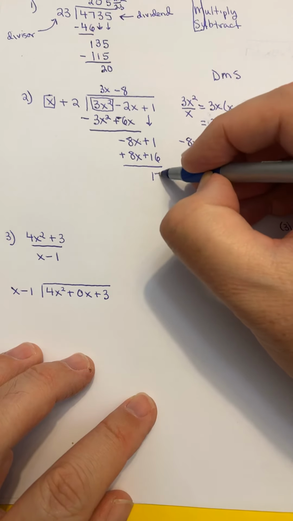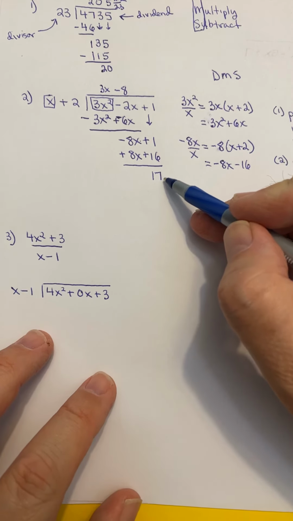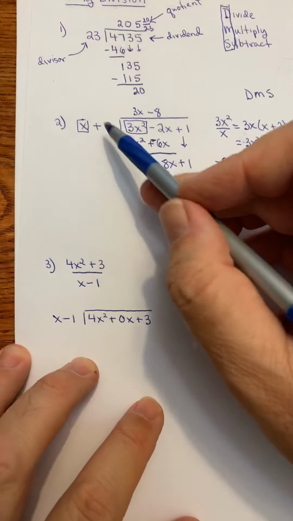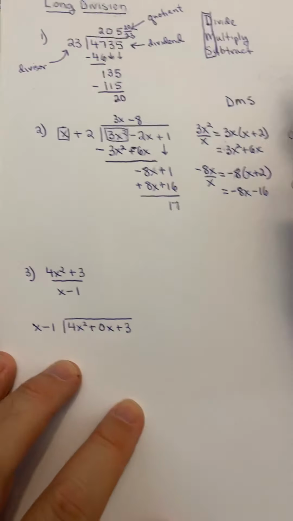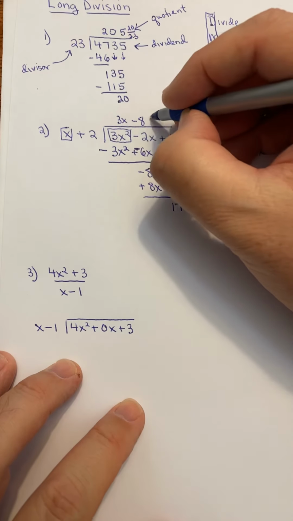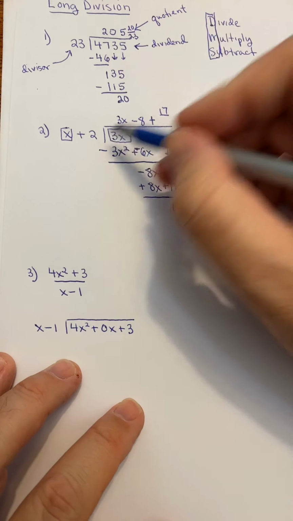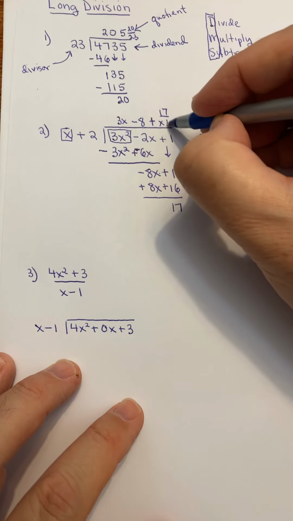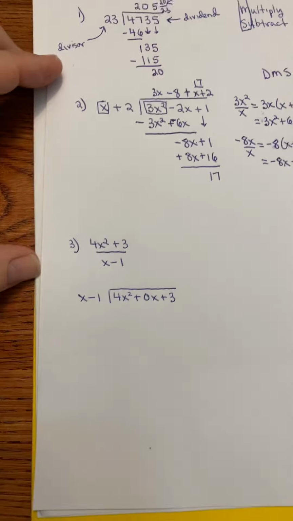This is 17. And now because this is a smaller degree, the exponent on the x is 0, the exponent on this is 1. That can't be done anymore, so we're done with that. So what I do is, because the 17 is positive, I put plus that number over the divisor of x plus 2. All right, let's try a couple more.